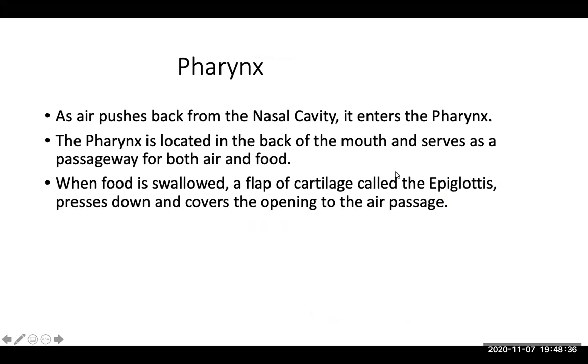The pharynx is just another word for throat. As air pushes back from the nasal cavity, it enters your throat, or your pharynx. The pharynx is located in the back of your mouth and serves as a passageway for both food and air. When your food is swallowed, a flap of cartilage called your epiglottis will press down and cover the opening to the air passage, which is your larynx.